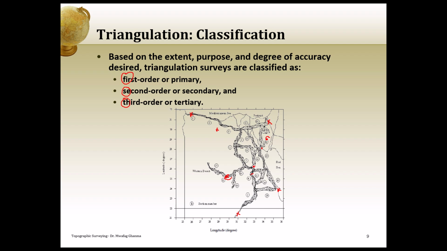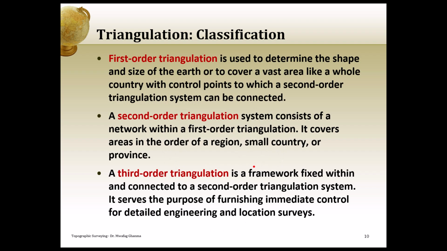So we have first, second order, and these points. How do we differentiate between them? We have certain accuracy levels for the determinations, the measurements, and the calculations. First order triangulation is used to determine the shape and size of the Earth, for example. These are the points that represent a vast area, a huge area, a whole country or even a continent or more than that.